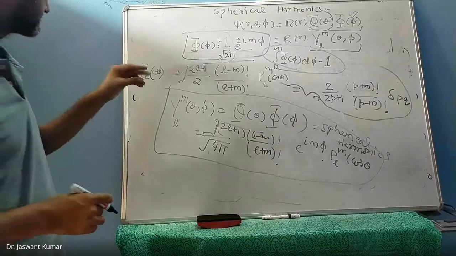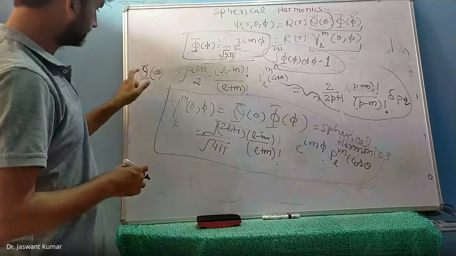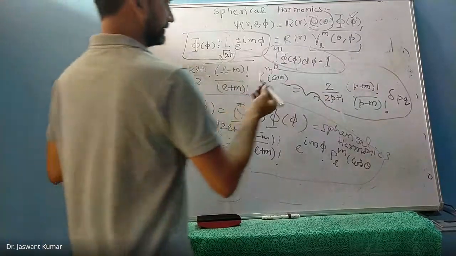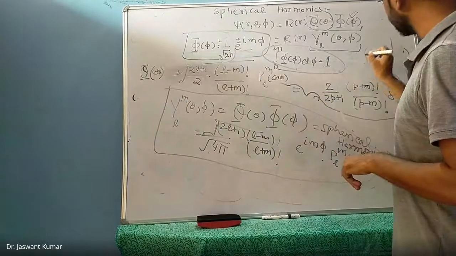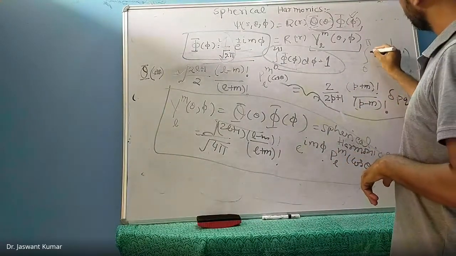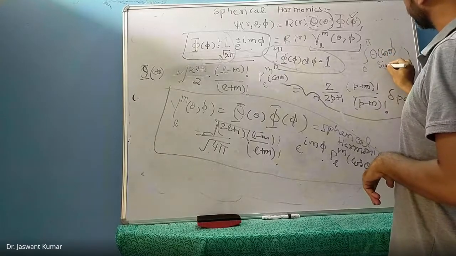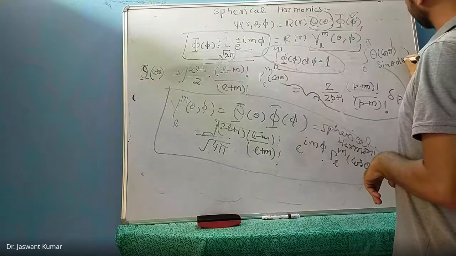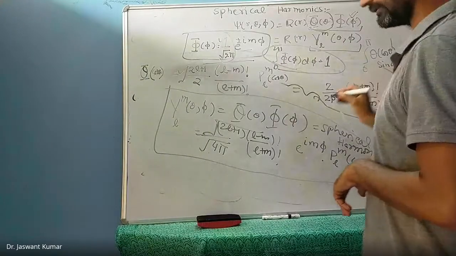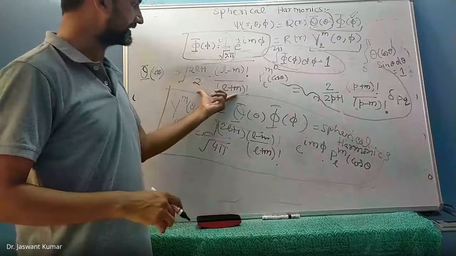Right? Similarly, you get this normalization factor via the relation of capital theta. So what is the capital theta? Capital theta is the integral from 0 to pi of capital theta of cos theta, and then this is like sin theta d theta, d of cos theta or sin theta d theta. This will also be equal to 1. From that, you will get this factor.